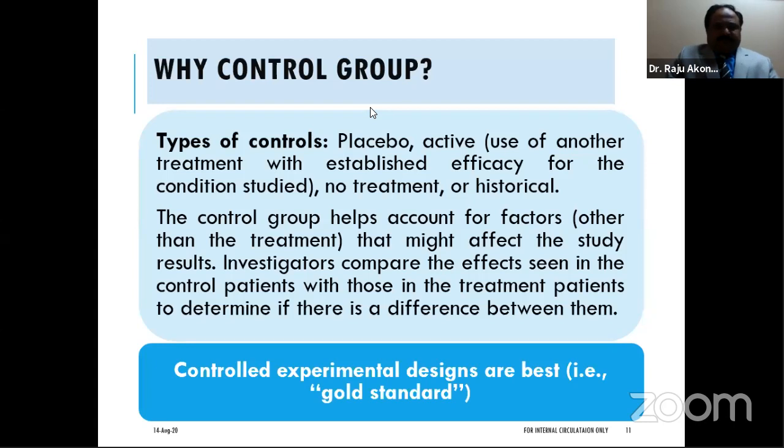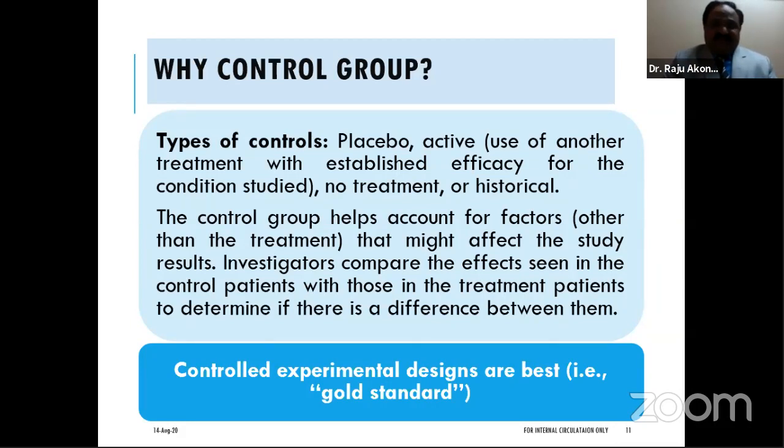So the control group is necessary to account for the factors that might affect the study results. So you need to have the control group to identify those factors, to nullify those factors which are affecting the study results. Investigators compare the effects seen in the control patients with those in the treatment patients to determine if there is a difference between them. You have different types of controls like placebo, active, no treatment control, or a historical control.